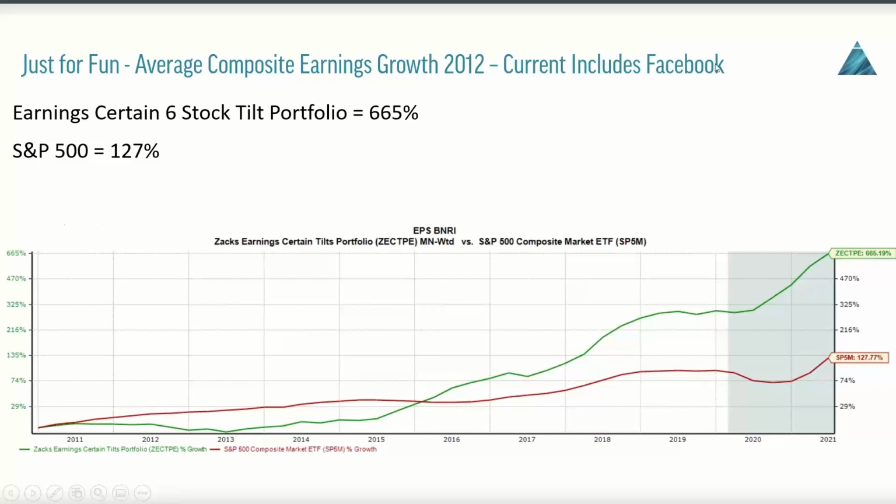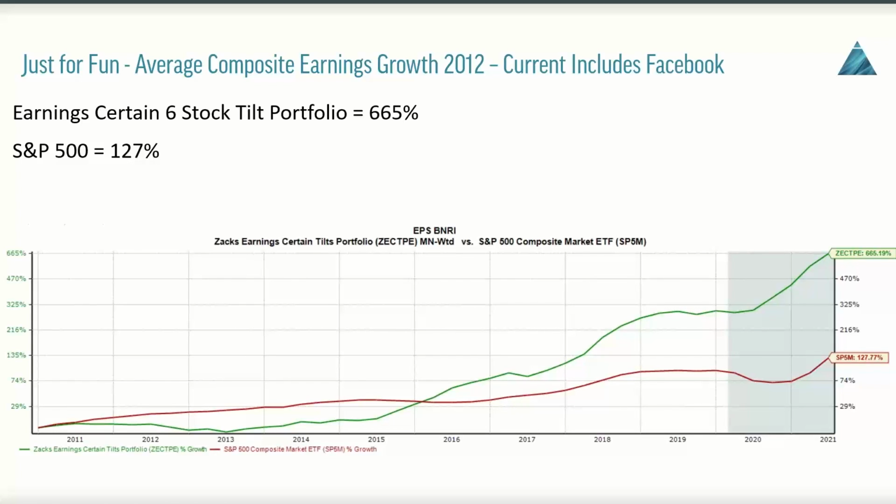And this will obviously include Facebook at this point, right? Because Facebook went public in 2012. You can see that the tilt earnings growth here struggled just a little bit. And then obviously since 2015, it's really just been moving up quite nicely, to the point where from 2012 we've got about 665% growth versus the S&P 500 at 127% growth.